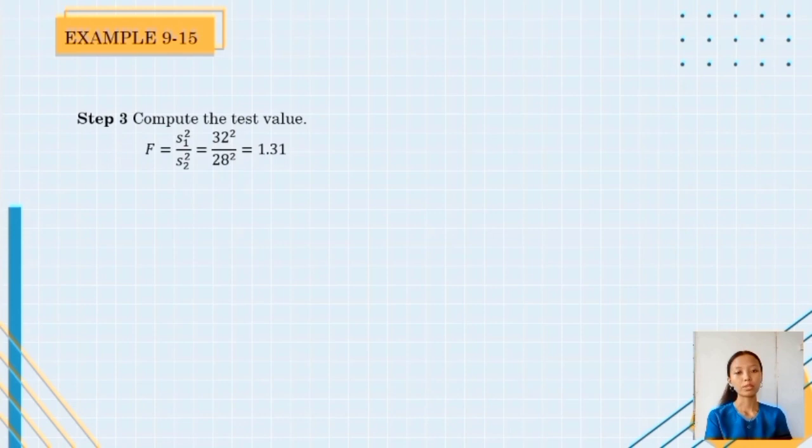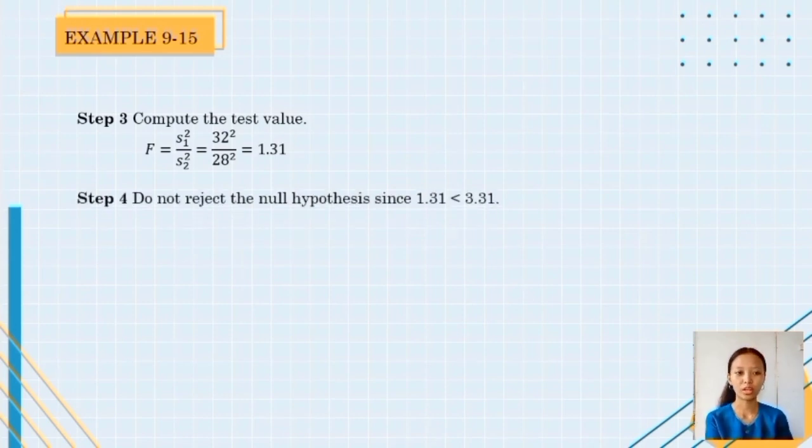Now the third step is to compute the test value. Since the given is a standard deviation, not a variance, we are going to square it. So 32 squared all over 28 squared equals 1.31. Fourth step is to make the decision.